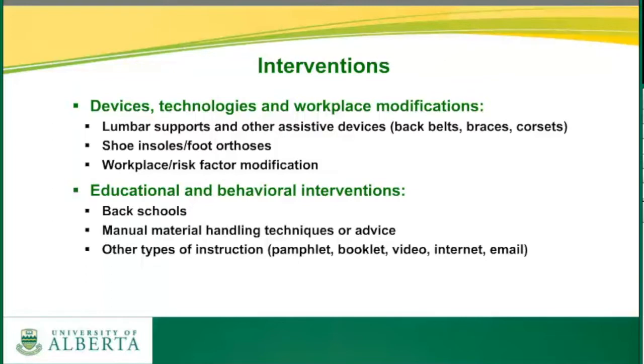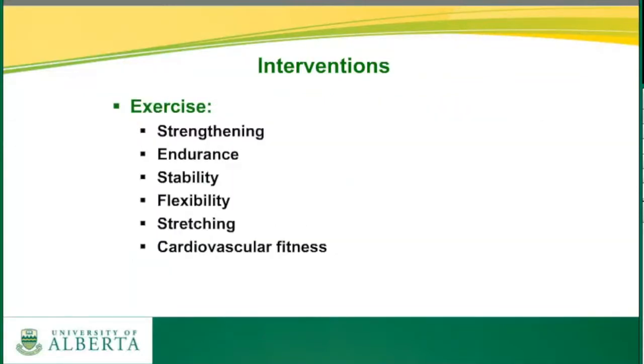The specific interventions for these groupings include, for devices, technologies, and workplace modifications, lumbar supports and other assistive devices such as back belts, braces, corsets. We also have shoe insoles or foot orthoses, and workplace or risk factor modification. For educational and behavioral interventions, we had back schools, manual material handling techniques or advice, and other types of instructions such as pamphlets, booklets, video, internet, and email. For exercise interventions, the reviews reported exercises such as strengthening, endurance, stability, flexibility, stretching, and cardiovascular fitness.